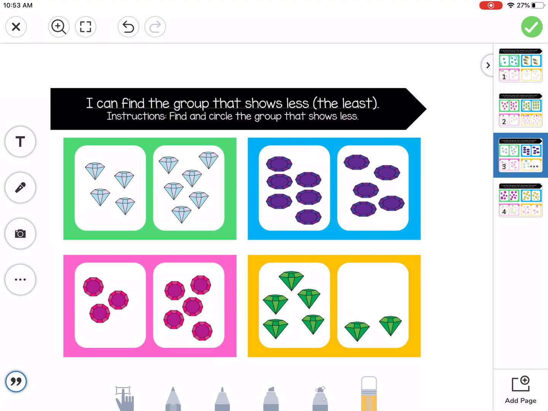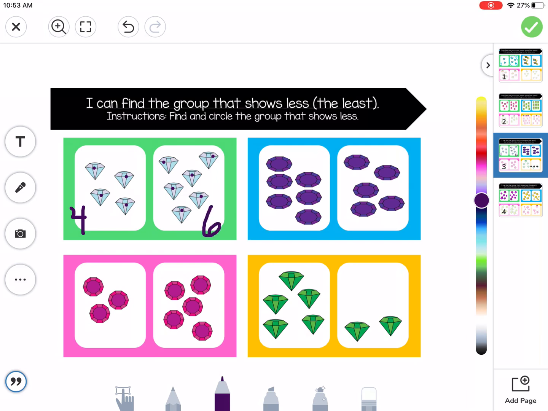Okay, this says up here, I can find the group that shows less or the least. So you're going to find and circle the group that shows less. Okay, so we're going to do the blue and lavender diamonds right here. Okay, we're going to do that one. Okay, so let's count how many are in this first box. How many are in that group? So there's 1, 2, 3, 4. So I'm going to write that number 4. Now let's count these. 1, 2, 3, 4, 5, 6.